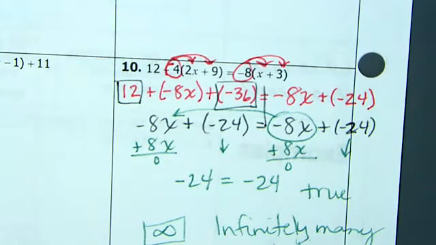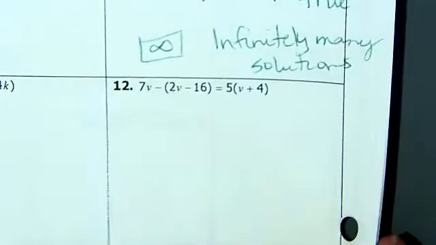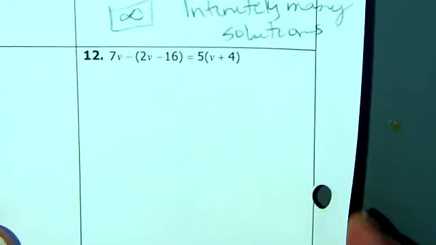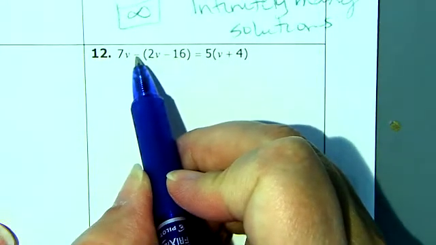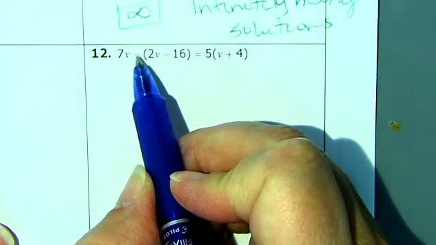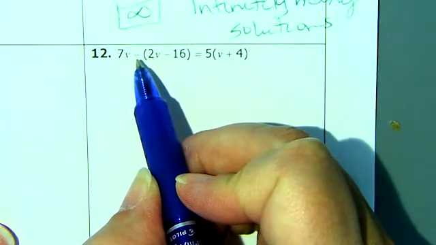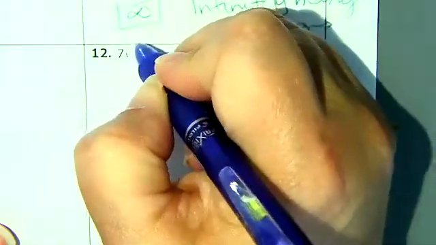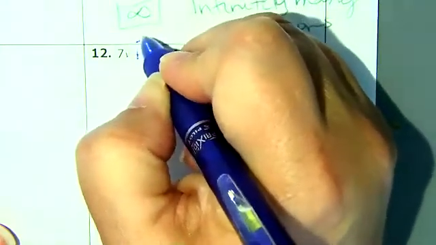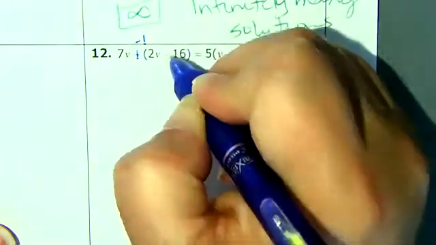Okay, last example. Which one are we doing? 12. Okay, again, I chose this one because of this minus right here, because this is an extremely common mistake. Remember, that's understood. We rewrite that as plus a negative. Since there's no number written there, that's a negative 1 that's understood to be there. This becomes plus a negative 16. So now I've got to distribute the negative 1 to everything inside.